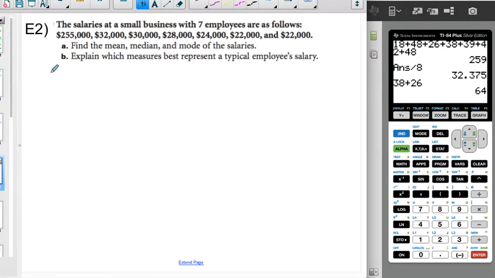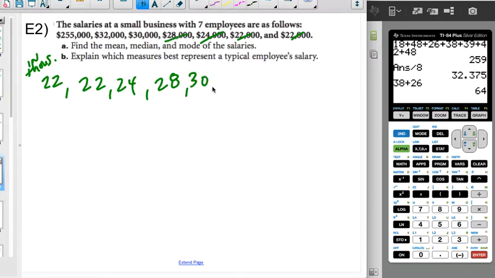So I'm going to go ahead and put them in order, right? So the lowest salary seems to be 22,000. So I'm actually going to say in thousands because I don't feel like writing all those numbers. So 22,000, 22,000, 24,000, 28,000, 30,000, 32,000, and 255,000, right? So those are all my values.